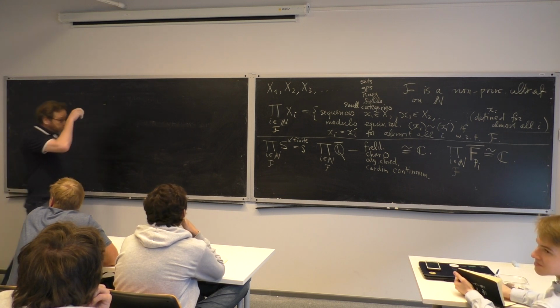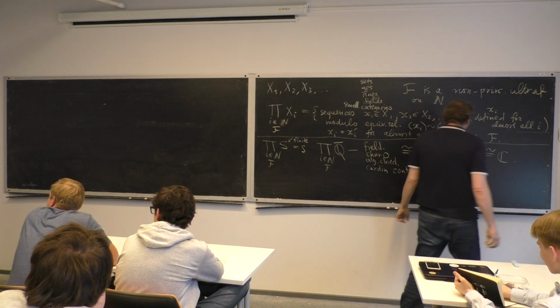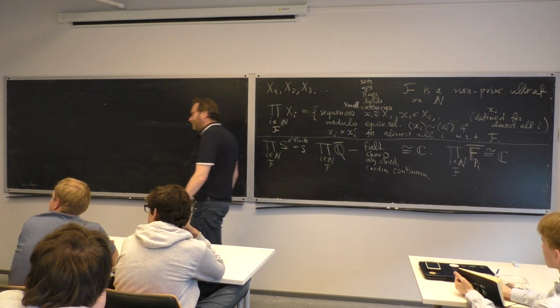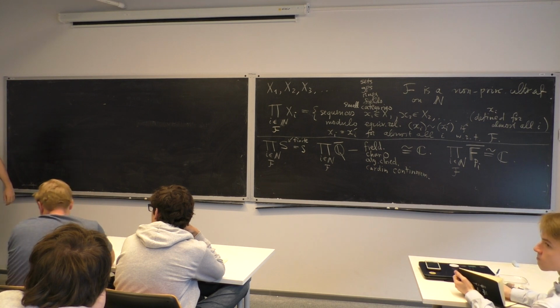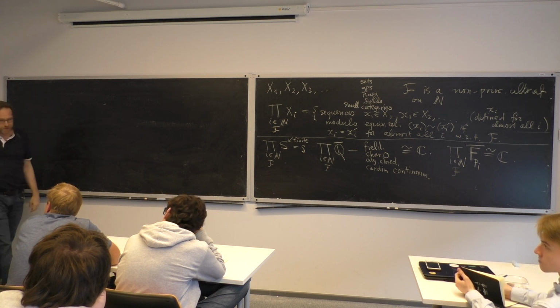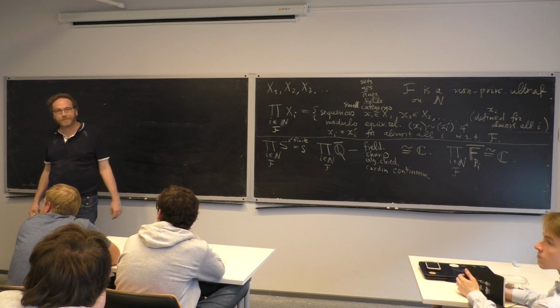Anyway, but can I use this isomorphism only once? No, because they still differ by the action of automorphisms of C. And automorphisms of C, you cannot construct, except complex conjugation, you cannot construct any of them without the axiom of choice.